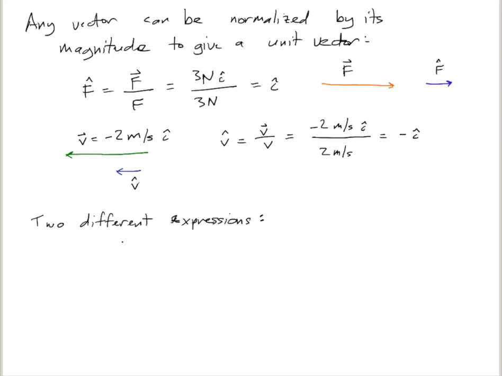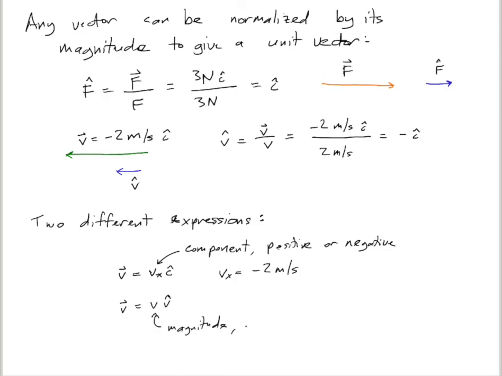Observe we have two different expressions here. For any vector, we can either say that the vector v is equal to vx in the I hat direction, and here vx is the component. It may be positive or negative. In this case, vx is equal to negative 2 meters per second. Or we can always say that a vector v is equal to the magnitude v times v hat, which is the direction of v. And so here v is 2 meters per second. It's the magnitude, it must be positive. And v hat is just the direction, and in this case will be equal to negative I hat.